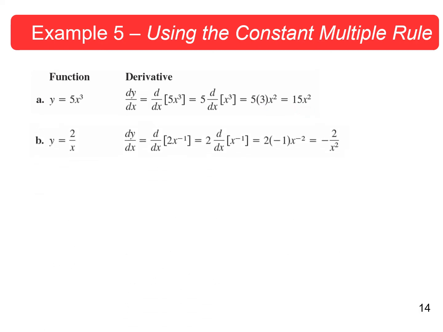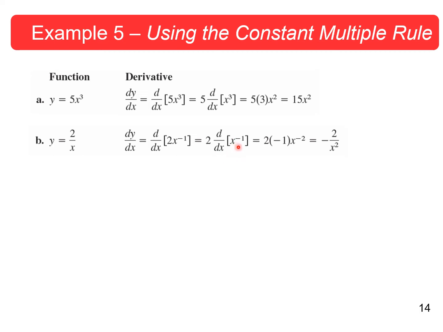Second example, you have y equal to 2 over x. First, we will rewrite 2 over x as 2 times x to the negative 1. Then, you can take out 2 and then differentiate x to the negative 1 with respect to x.